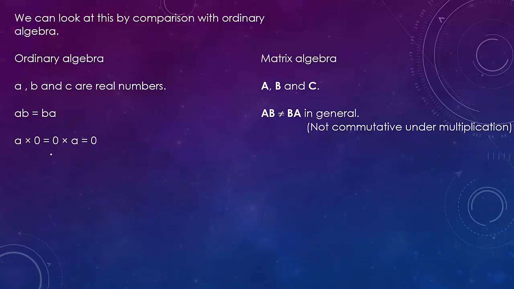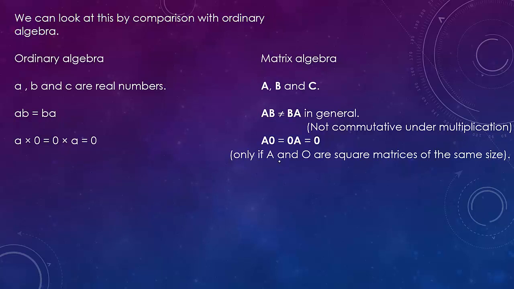A times 0 is equal to 0 times A is equal to 0, provided the matrices are of the right sizes to be done. And really, for this to work and give you the same matrix with AO and OA, it only really works if they're square matrices of the same size. So 2 by 2 matrices or 3 by 3 matrices, and so on.